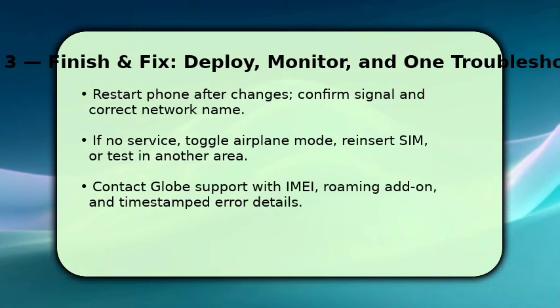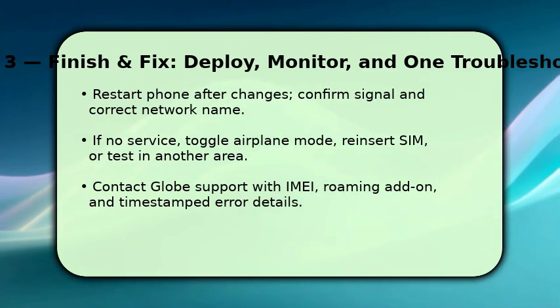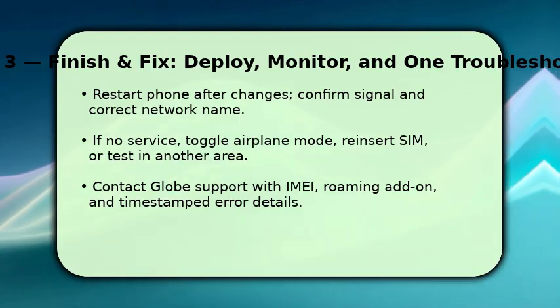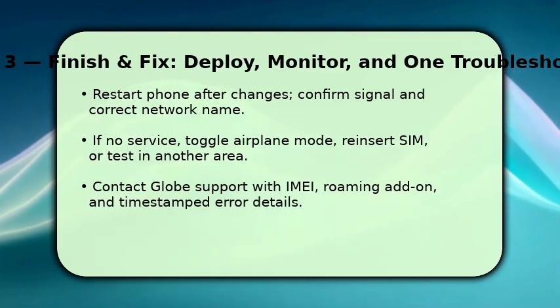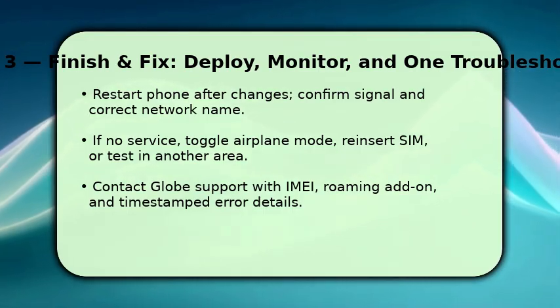To finish, restart your phone and confirm you see a roaming indicator and the partner network name. Test data and a quick call or SMS to ensure two-way service. If you don't get service, toggle airplane mode, reinsert the SIM, or try a different location.